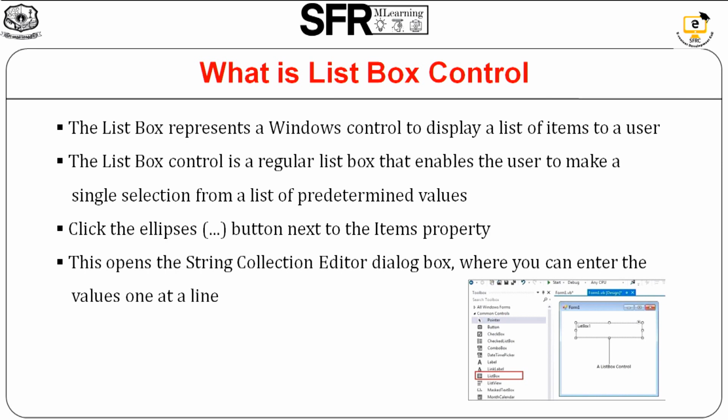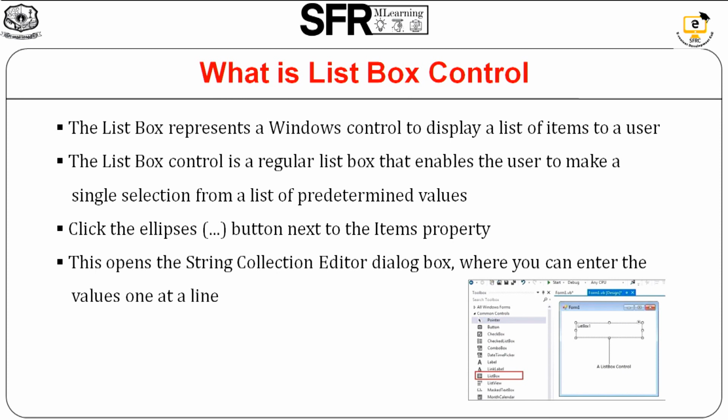There are two types of list box: single selection and multiple selection. In a single selection list box, the user can select only one item at a time. In a multi-selection list box, the user can select more than one item at a time. Let's create a list box by taking a list box control from the toolbox and dropping it on the form. It allows us to add items at design time by using the properties window or at runtime.